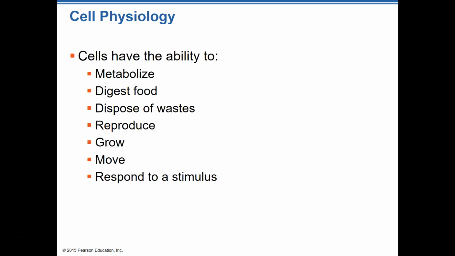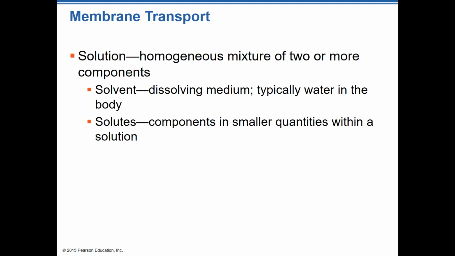Cells have the ability to metabolize, digest food, dispose of waste, reproduce, grow, move, and respond to different stimuli. And we're talking about in a general way. We're going to have cells from different parts of the body that may not be able to do things as well, or may not be able to do some of these things, like red blood cells. Red blood cells can't do a lot of this, or maybe not any of it. So just realize we're talking about that in a general form.